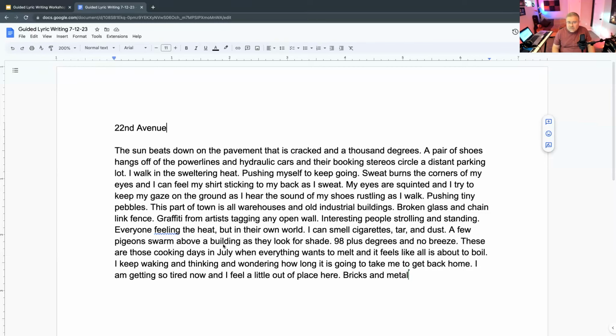A few pigeons swarm above a building as they look for shade. 98 plus degrees and no breeze. These are the cooking days in July when everything wants to melt and it feels like it's all about to boil. I keep walking and thinking and wondering how long it's going to take me to get home. I'm getting so tired now and I feel a little out of place here. And then I wrote bricks and metal, and then the timer went off. So that's an example of what this might look like if you're new to the concept of object writing or free writing.